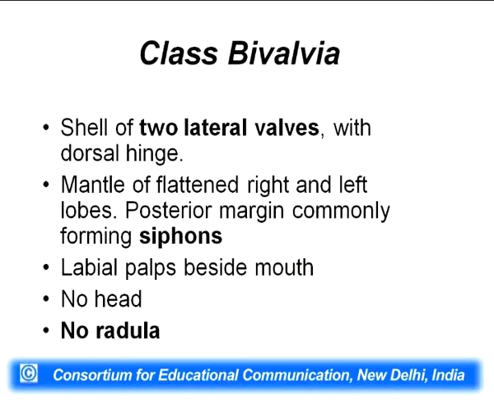The next class is class Bivalvia, and the characteristic feature is the shell is made up of two valves which can be closed and opened. They have a very soft body, and the head is absent. As the head is absent, they don't have the radula also.